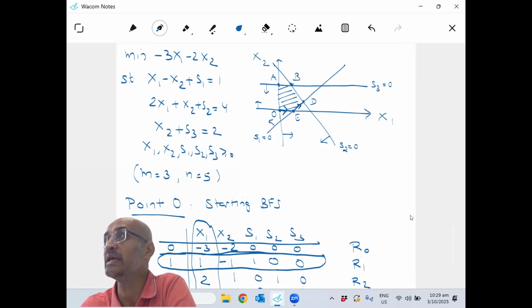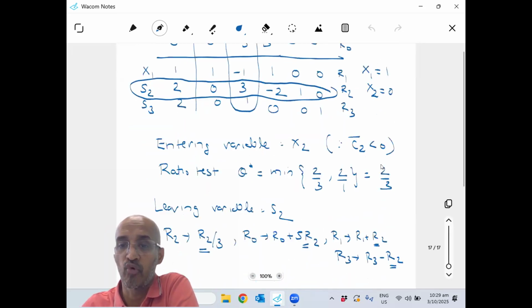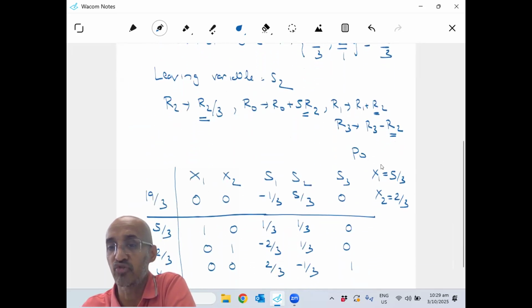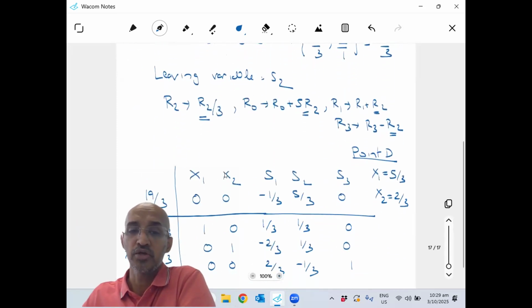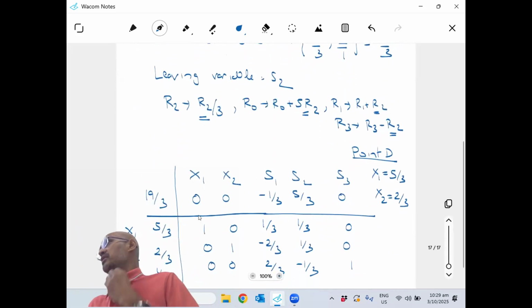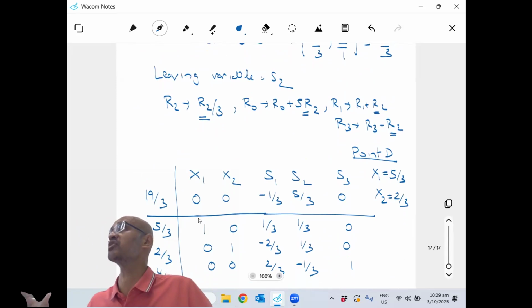So we went from O to E. Now we have gone from E to D. So we have now moved to point D. And this was a good move because my objective was initially 0. It went down to minus 3. It's gone down to minus 19 by 3. So that's minus 6 point something. So we are decreasing our objective every round of the simplex method.